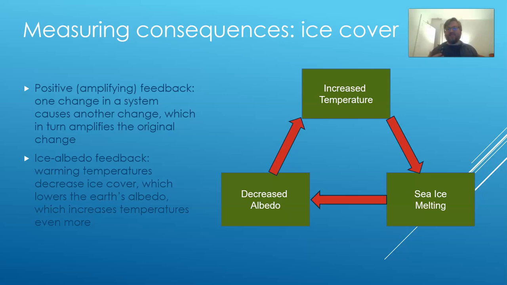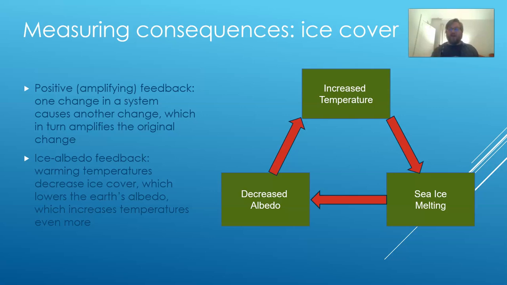So when you see something talked about as a positive feedback, or a negative feedback going the other direction, something that balances out or reduces the original change, those aren't positive and negative in the sense of good or bad. They mean increasing or decreasing the original change. So this positive feedback that we have with snow and ice cover is called the ice albedo feedback.